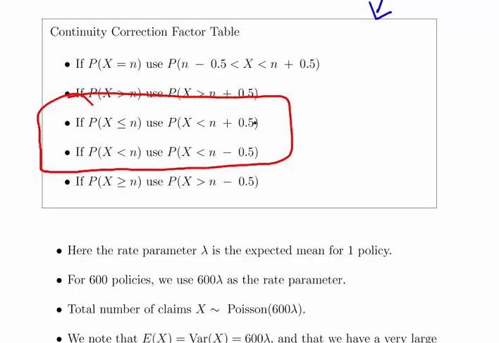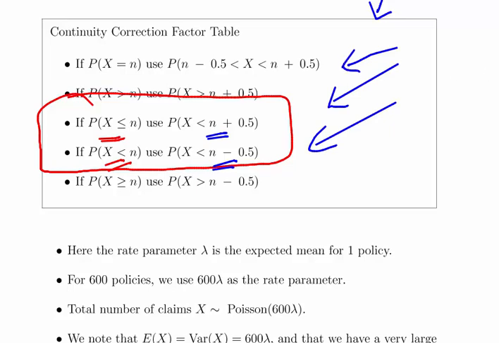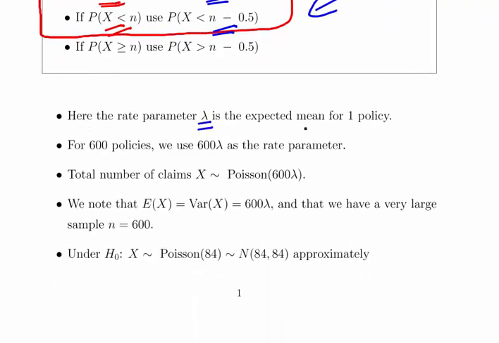This is the discrete distribution here, and this is what you would do when you model it as a normal random variable. You just add or subtract 0.5. It takes a while to remember what to do in each situation, so there's a good bit of work in that. That's the key outcome of this video, really, highlighting all the uses of the correction factor table.